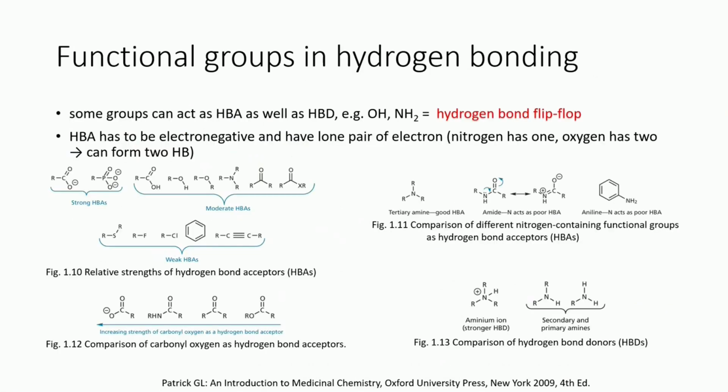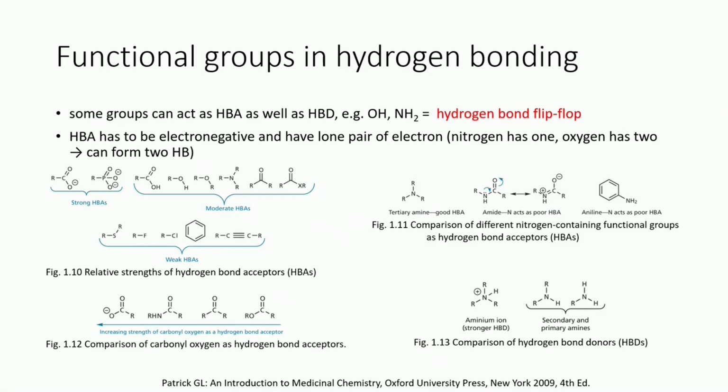Let's talk a little bit now about the functional groups that are involved in the hydrogen bond. It is typical that the hydrogen bond donor is the hydrogen in the hydroxy or amino group. However, this functional group can also act as an acceptor of hydrogen bond due to the presence of a lone electron pair on the oxygen or nitrogen. It is called hydrogen bond flip-flop. So these functional groups can be acceptors as well as donors of hydrogen bond.